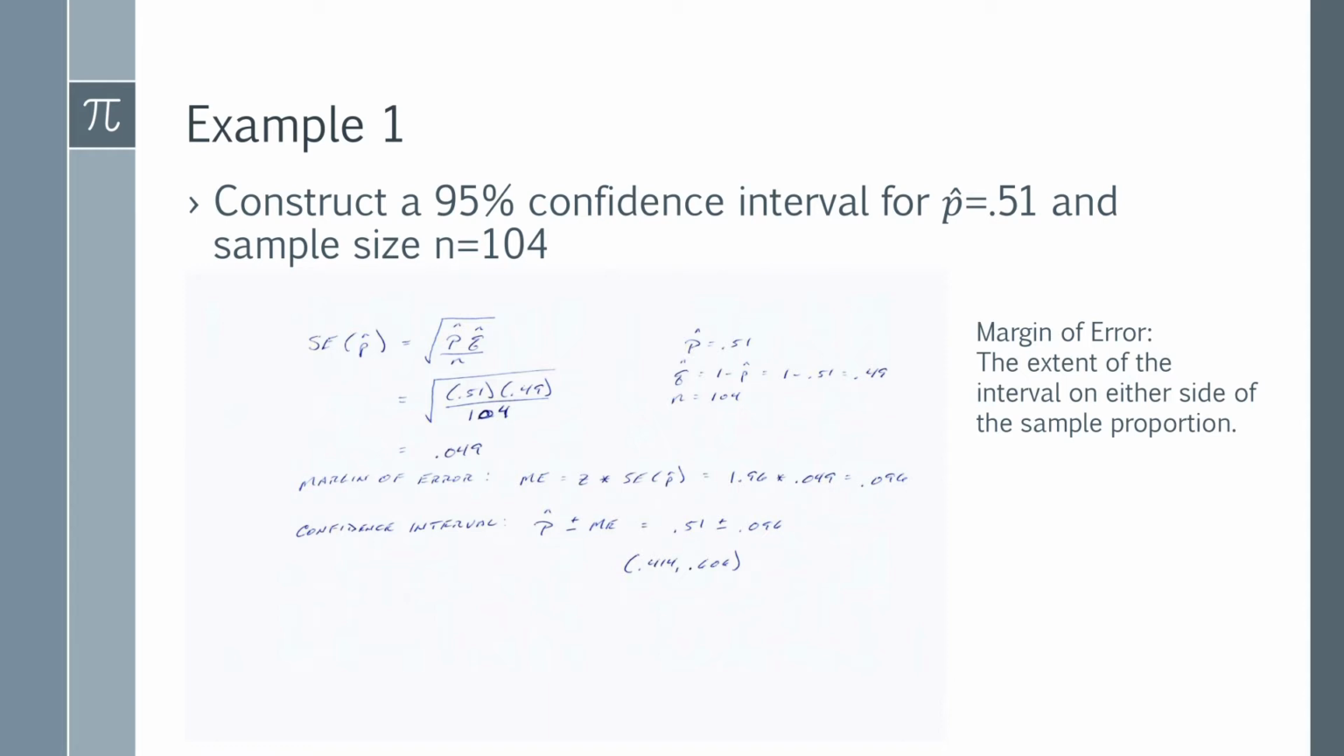Now we want to construct the confidence interval. So we're doing the confidence interval around p hat. The p hat that we have is 0.51, so we're going to plus or minus 0.096 from that 0.51. That gives us a confidence interval of 0.414 to 0.606. So that's our 95% confidence interval around a p hat of 0.51 and a sample size of 104.